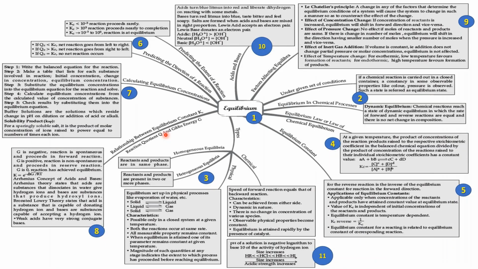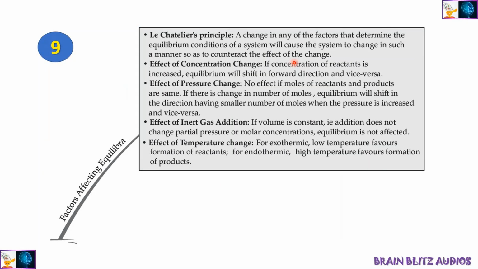Now, from the relationship between equilibrium constant, reaction quotient, and Gibbs energy, we move towards the 9th part of this mind map, the factors affecting equilibria. These are the factors affecting equilibria of a reaction. The first principle here, Le Chatelier's principle, is extremely important. It states that a change in any of the factors that determine the equilibrium conditions of a system will cause the system to change in such a manner so as to counteract the effect of the change.